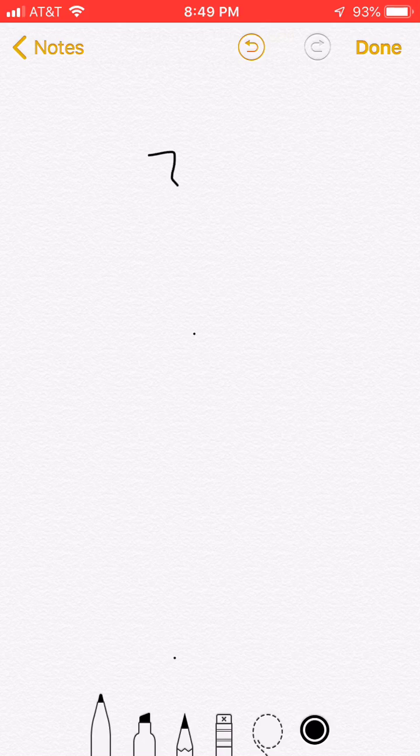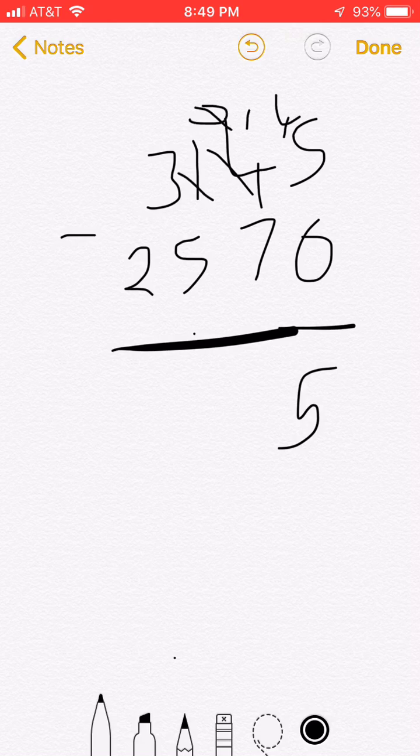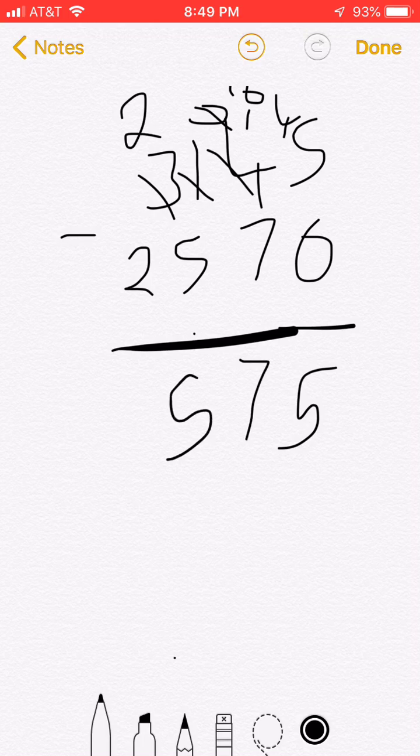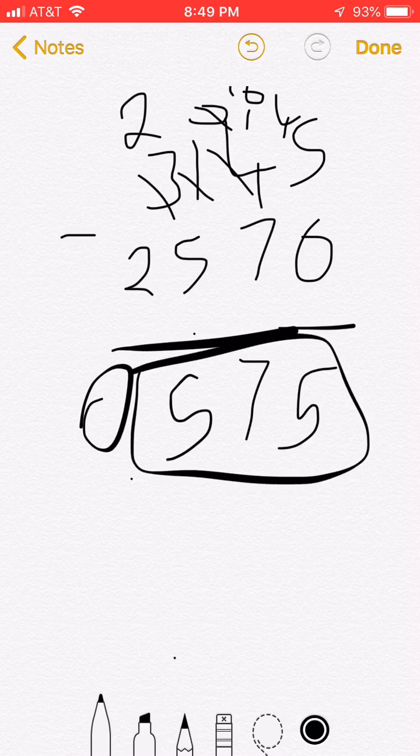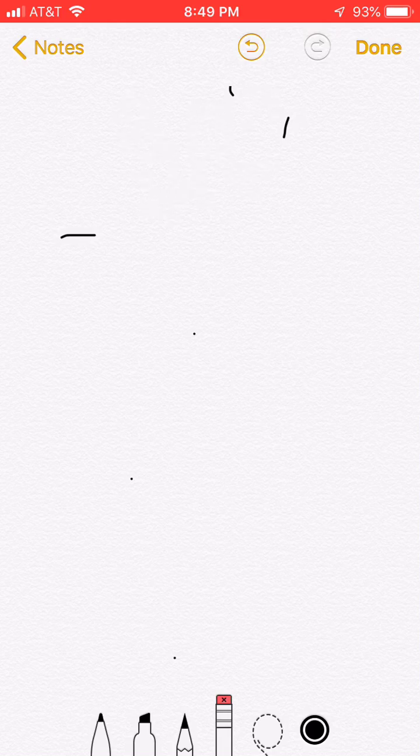Our next practice problem is going to be 3145 minus 2570. 5 minus 0 is 5. And then we start to carry over. Make this a 0, make this a 10, make this a 2. 14 minus 7 is 7, 10 minus 5 is 5, 0. So our answer is 575. And lastly, we have multiplication.